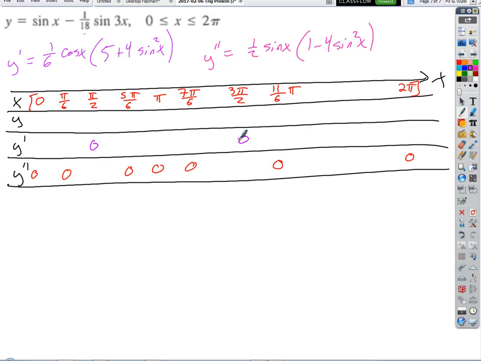Okay, so now we just have to pick test points, right? That's going to be weird test points, isn't it? We're going to get test points like at pi thirds, 2/3 pi, 4/3 pi. Can't we just use the second derivative zeros as test points for the first derivative and vice versa?